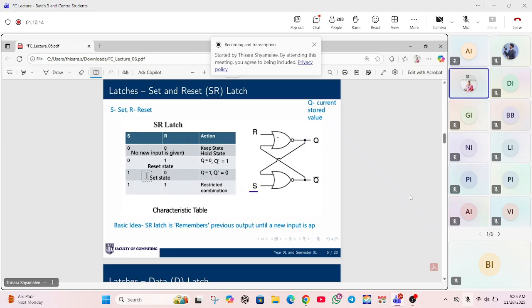If it comes to the reset state, reset state means R is 1, and at the output, Q is always 0. Q bar is 1.